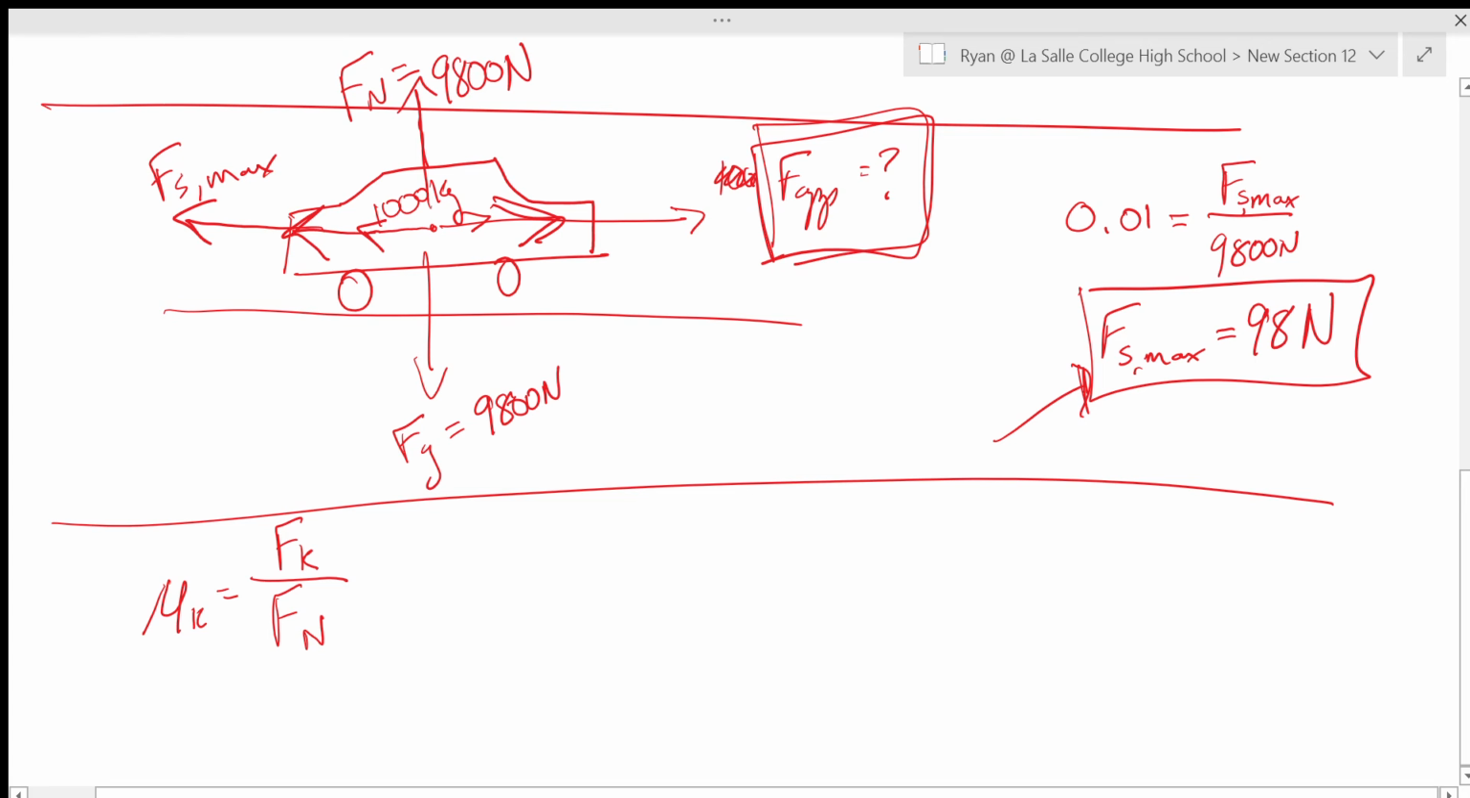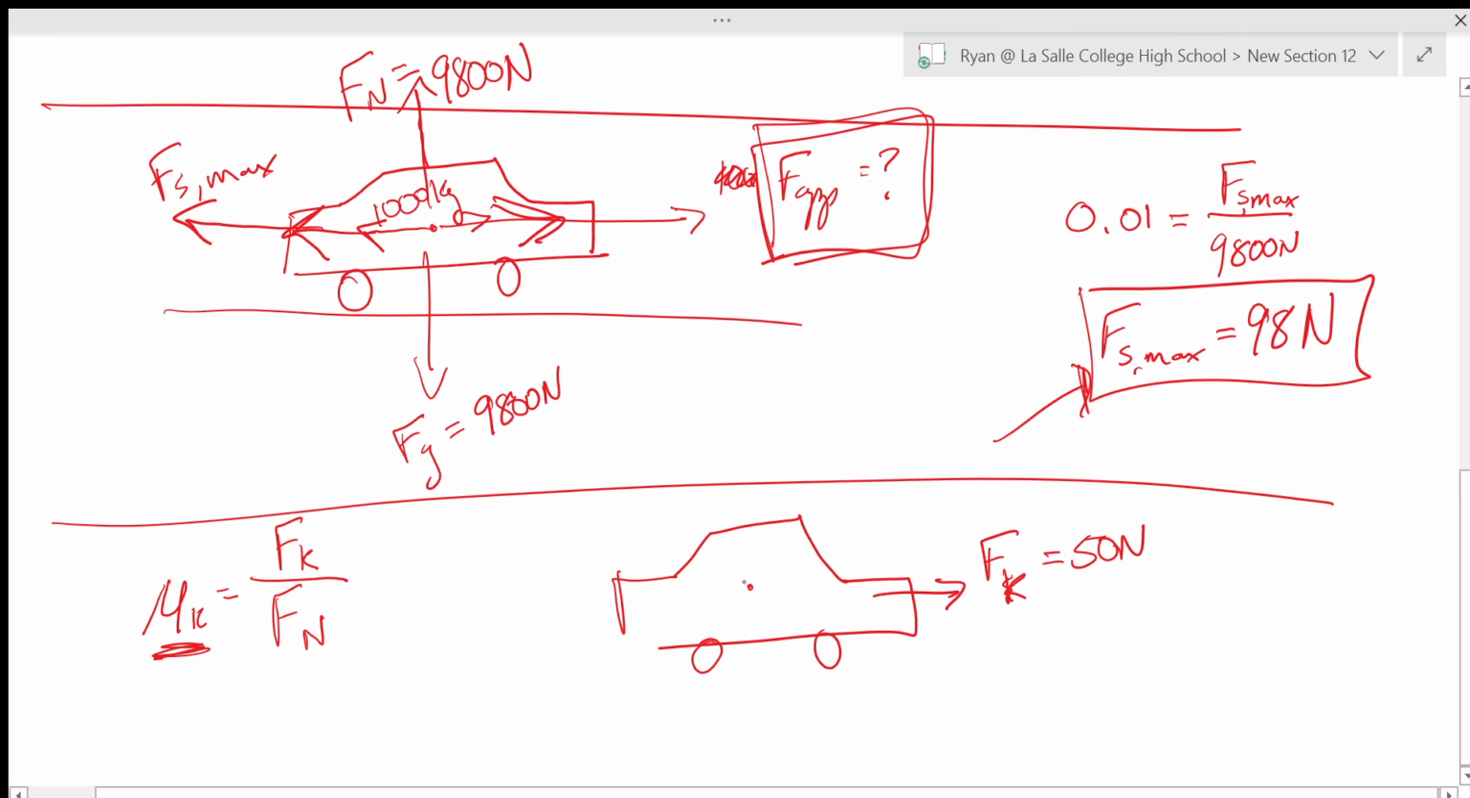All right, and usually, like 99% of the time, the kinetic coefficient of friction is smaller than the static coefficient. I'll explain that more in class. But let's say I get this car moving, right, and once I start it in motion, it only requires about 50 newtons of kinetic friction force of me pushing it forward to keep it moving at a constant velocity. It's a very icy road. It's still the same car, 9,800 newtons, 9,800 newtons in normal force.